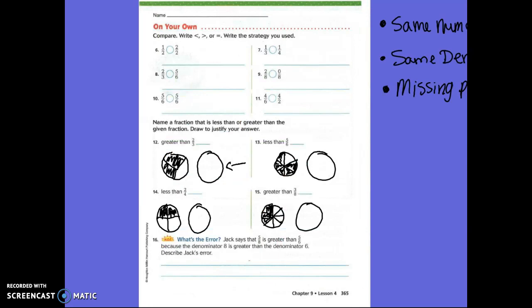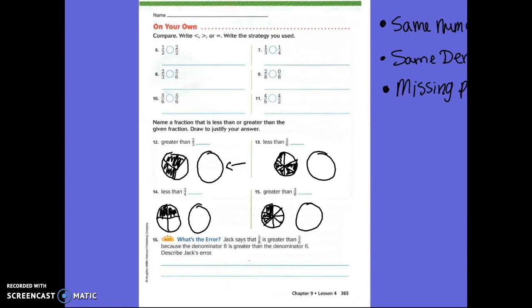Okay, number 16. What's the error? Jack says, keep reading with me, 5/8 is greater than 5/6 because the denominator 8 is greater than the denominator 6. Describe Jack's error. Okay. So what's wrong? He's looking at the denominators, and he's saying 8 is greater than 6, so then 5/8 has to be bigger than 5/6. What's wrong?